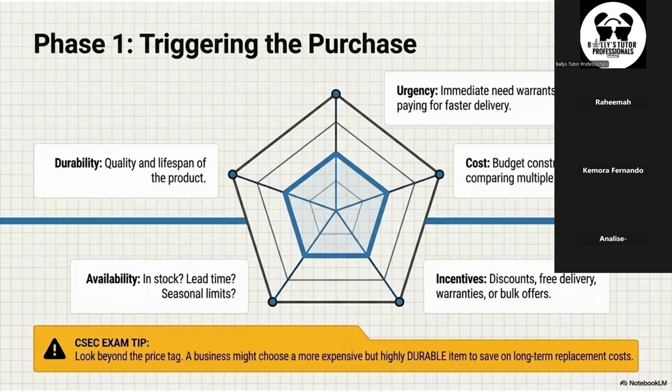Availability. Is it even available now? Is it only available in certain seasons? And any additional incentives? If you order now, will you get a discount? Will they give you free delivery? Do they have insurance? Any additional incentive that the company is offering?